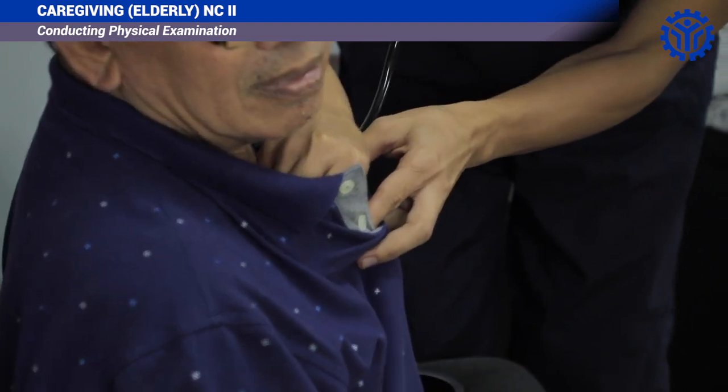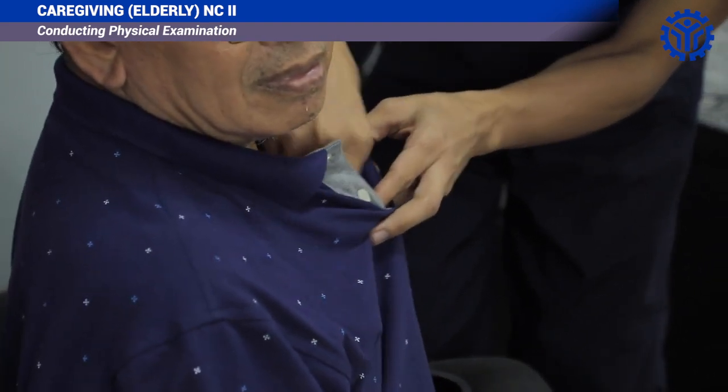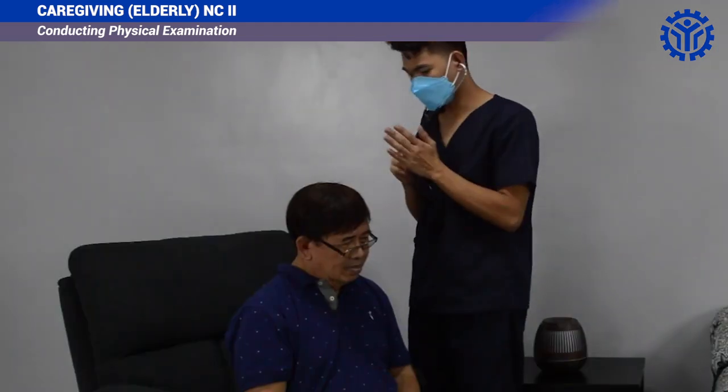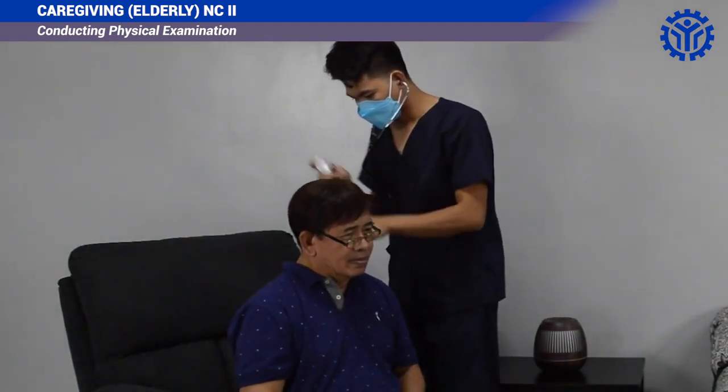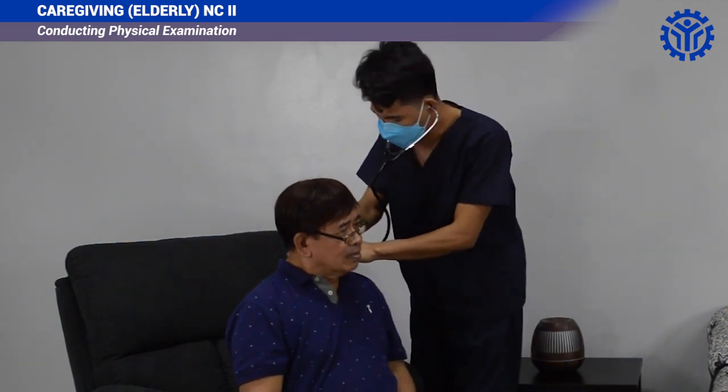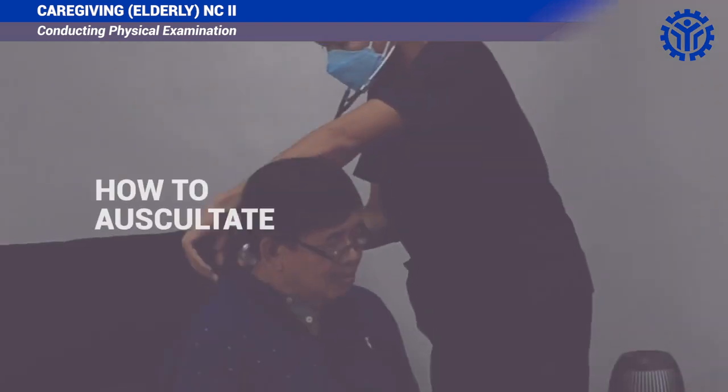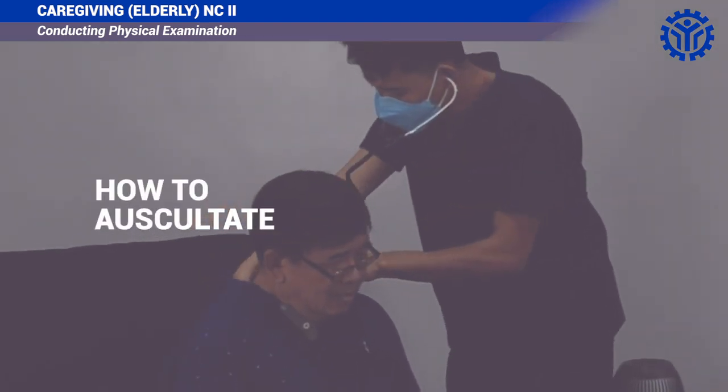To prepare for the auscultation, make sure that the environment is quiet. Expose the area to be auscultated. Clothing or bed linens can interfere with the sounds. Warm the stethoscope head in your hand. Close your eyes to help focus your attention as you listen to the sounds. Follow the steps to know how to auscultate.